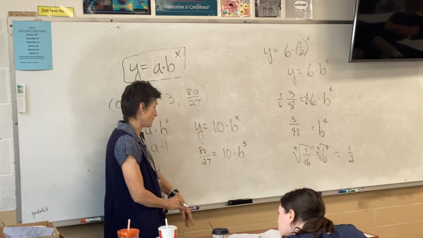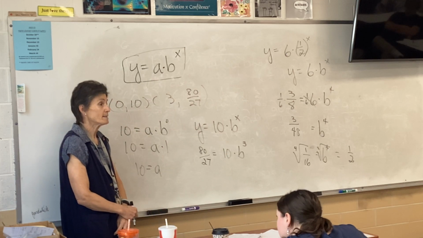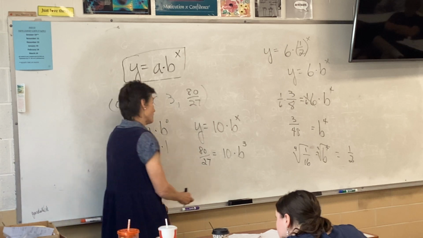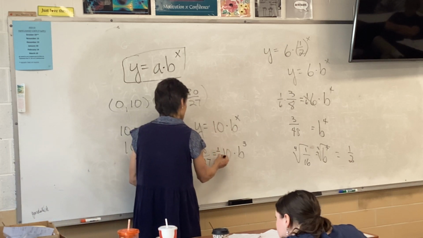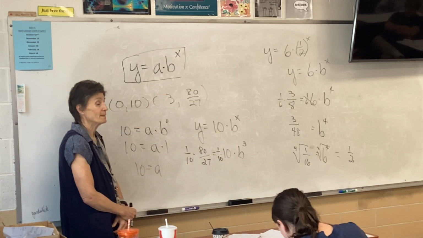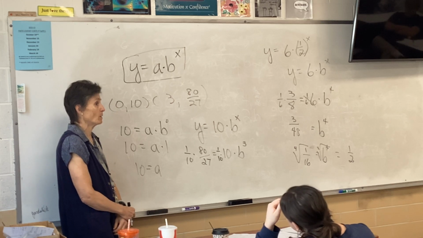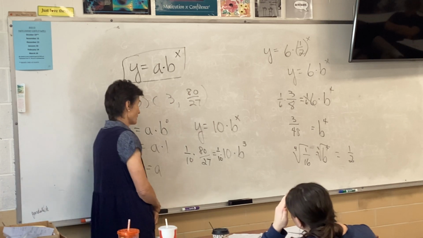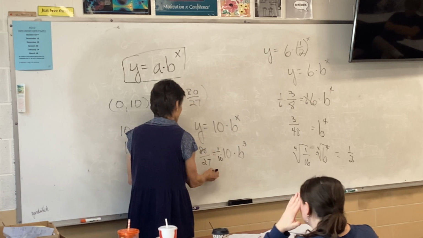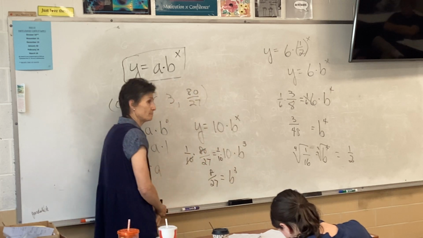To solve this, I'm gonna need to get rid of that 10 right there. Multiply by 1/10. You have a choice. You can divide by 10. I'm gonna multiply by 1/10 because since there's a fraction over here, that's easier for me. But dividing by 10 is the same as timesing by 1/10. How many times does 10 go into 80? 8. So 8 over 27 is b cubed.